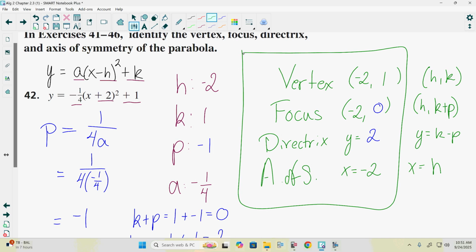Questions on this here? Because the main goal of this here is to find the values of h, k, a, and p. We find a to find p, and once we get that, we plug the values into the general form for h, k, and p, and simplify where needed. We have to simplify our k plus p and k minus p. Questions on this problem? Are you ready for the next one?